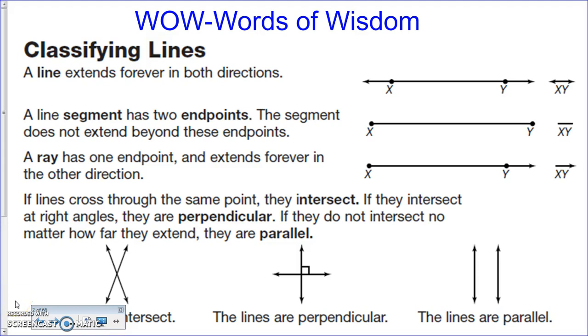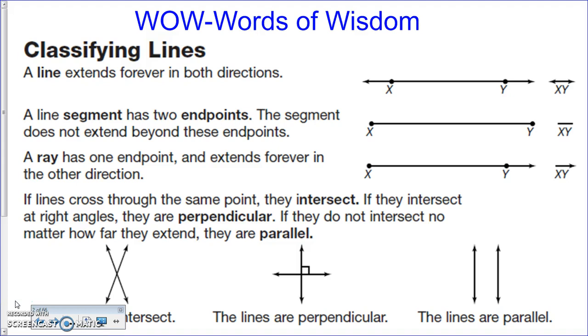Classifying lines. A line extends forever in both directions. As you can see to the right, this is shown by having the line extending past the points and having arrows on either end. The notation, which is on the very right, shows the line XY and has the line over it with two arrows, one on each end, to show us that it's a line.